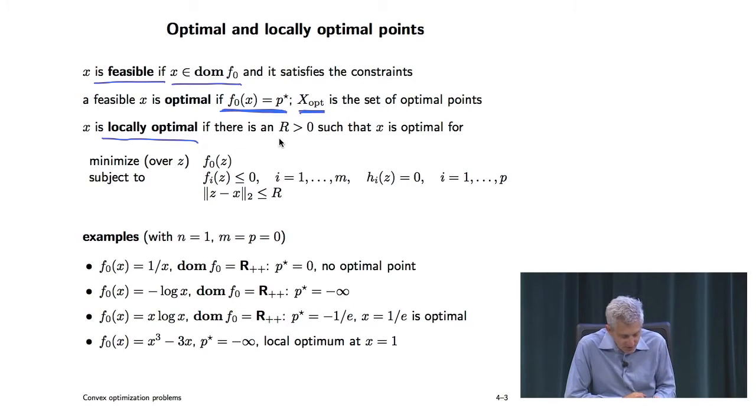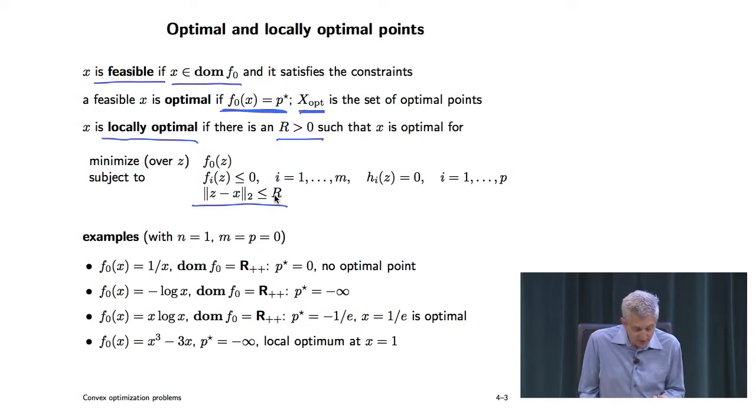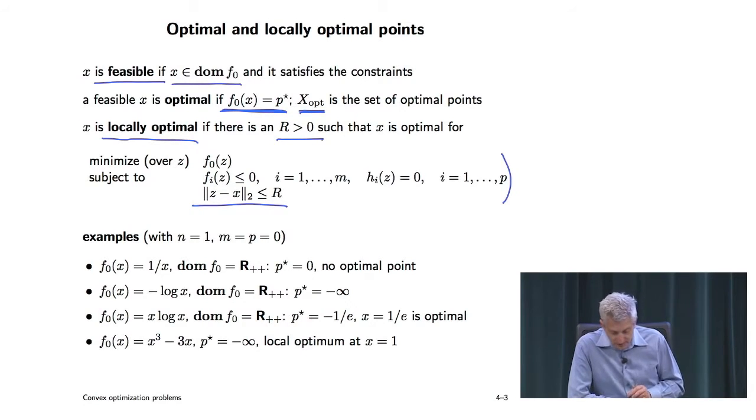It says that there's a positive r such that if I add the constraint that you are no farther than r away from x, so x is the point that we're going to certify as locally optimal, then x really is optimal for this problem, something like that. So that's what that means. So let's see what that means.